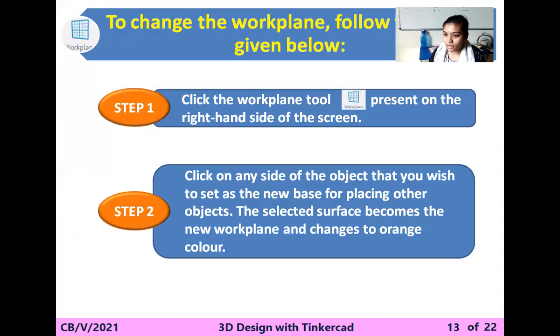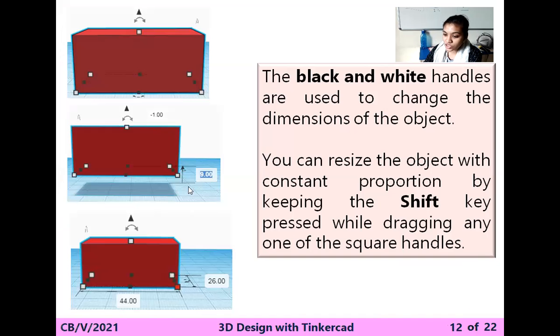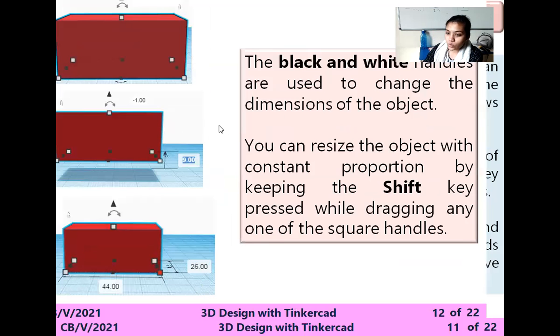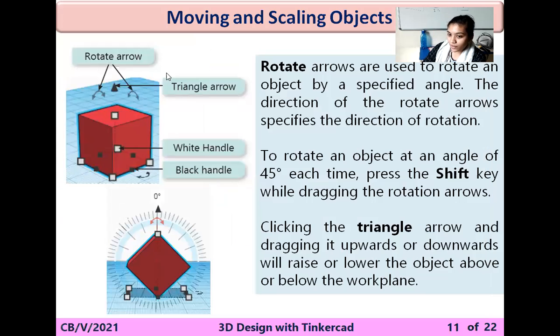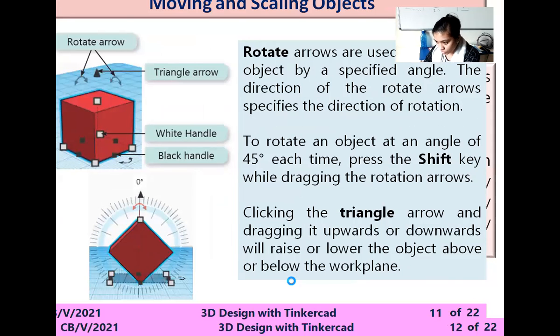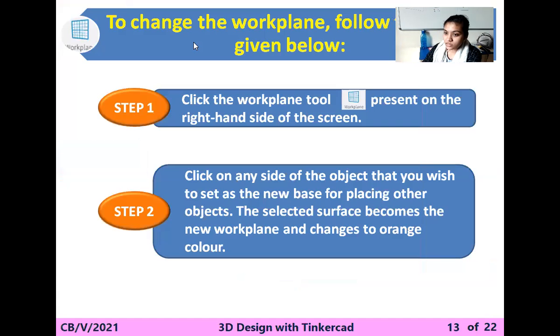But I'm giving you a task: you have to add objects and check the changes whenever you use the black and white handle. Also how you can rotate with the use of the arrows. आप triangle arrows का use कैसे करते हो, rotate arrows का use कैसे करते हो. Next, you also have to add work planes that will be orange in color. आप यहाँ पे add करोगे.